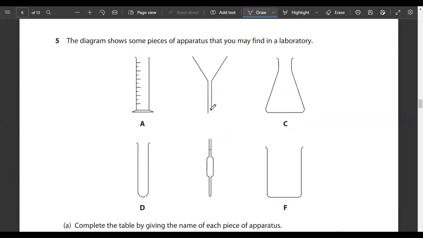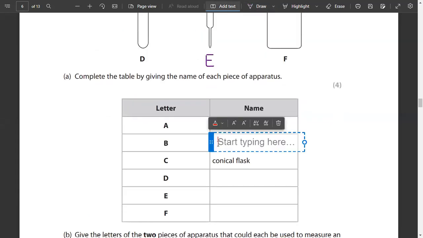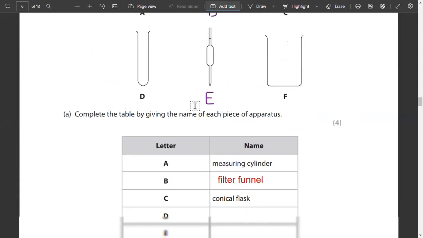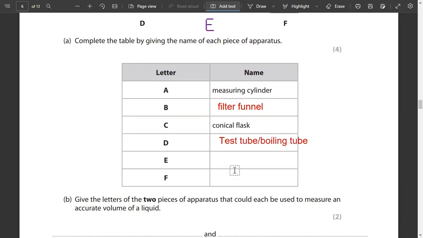So B क्या है? ये B है, and this is E. So what is the name of B? B आपके पास filter funnel. B is a filter funnel. उसके बाद क्या है? D का क्या नाम है? What is D? D is just a test tube. इसको हम test tube कहते हैं, or we can also call it a boiling tube. Both answers are acceptable by the examiner.